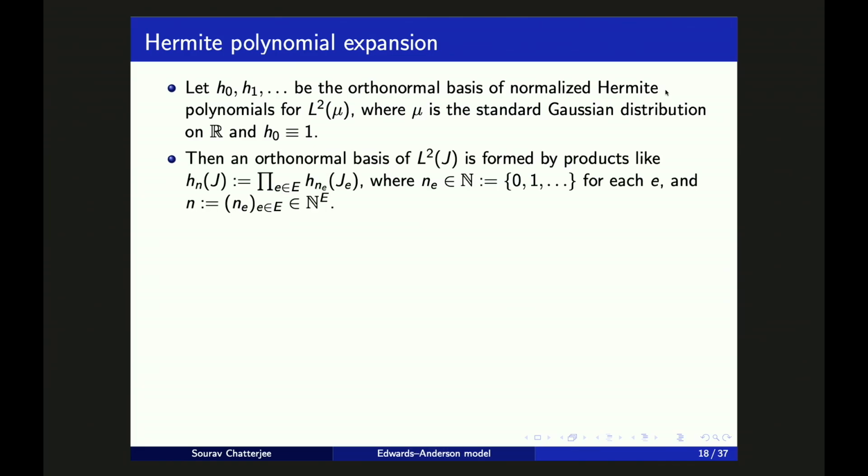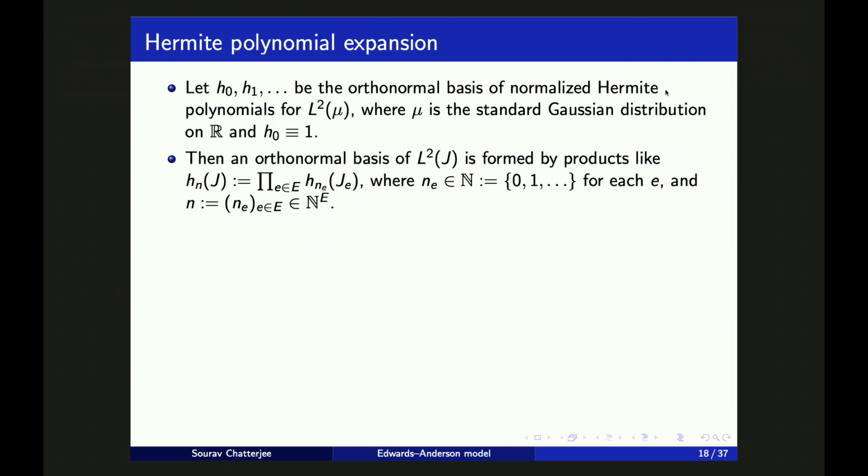Now, if you go to higher dimensions, there's an orthonormal basis of L2 of all the couplings. The basis elements are now products of unidimensional things, okay? If you're not familiar, it may take a little bit of time to grasp the statement. But you take a function of all the couplings.